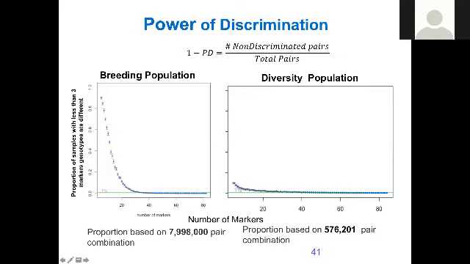We can see that in the breeding population, it's a very slow decline, and to get to 1%, you have to go to about 35 markers. But in the diversity population, as expected, it's a very fast decline. At the end, though, it's almost a similar trend if you go beyond 30 markers. So that gives us an idea of how many markers we need to really distinguish, and what level of discrimination power the array will have.